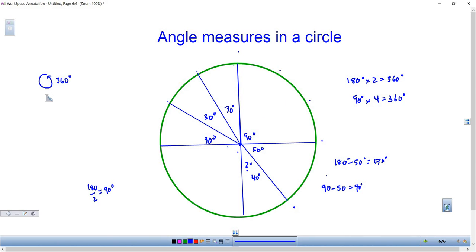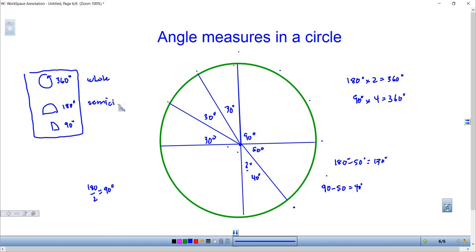So the big ones you need to know: all the way around is 360. Halfway around, what we call a semicircle, is 180. And a fourth of the way around, what we call a quarter circle, is 90. And of course, we can divide it into any number we want to. But these are the big ones that you need to know. The whole circle, the half circle, let me write it down. Whole, semicircle, and quarter circle.